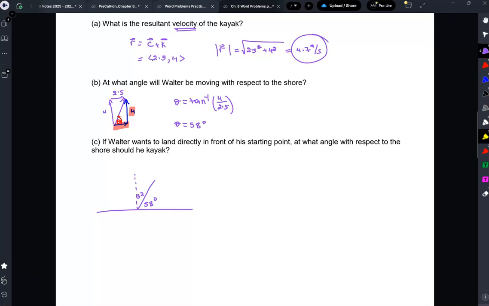And so what he needs to do is he needs to now correct his course by 32 degrees. So he needs to point this way, 32 degrees. That would make this 58. So really his angle should be this black one, which is 180 minus 58, which is 122 degrees. Okay.